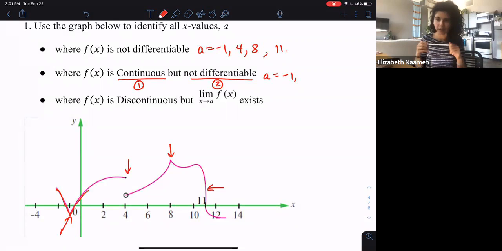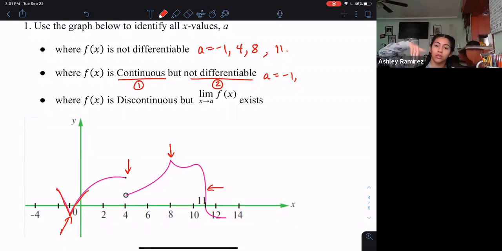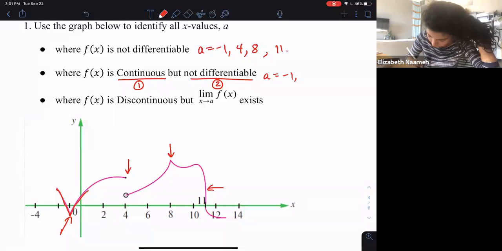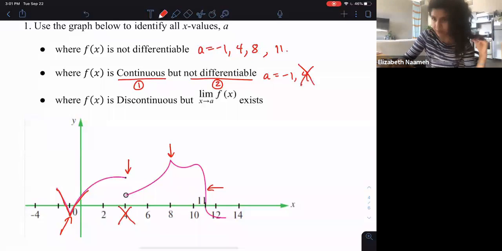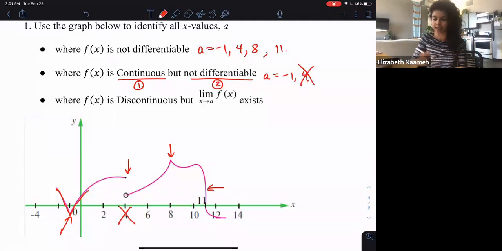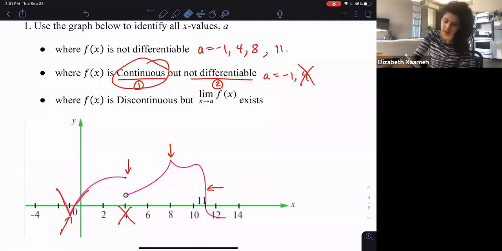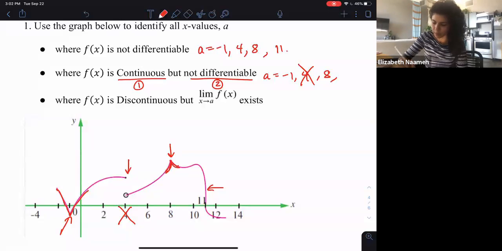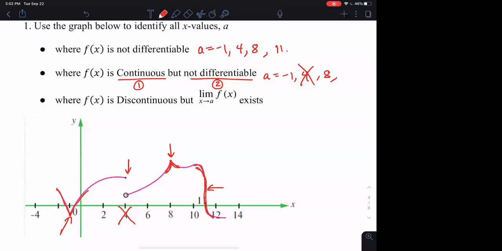Ashley, what's happening at 4? Is it continuous? No, because there's a jump. So we're not going to include that. Guys, write 4, put an X through it. It doesn't satisfy condition 1. It says it has to be continuous. Okay, guys, what about 8? Yes, it's continuous. Part of our list. It's continuous and the derivative doesn't exist. What about 11? Yes. Continuous and the derivative doesn't exist.